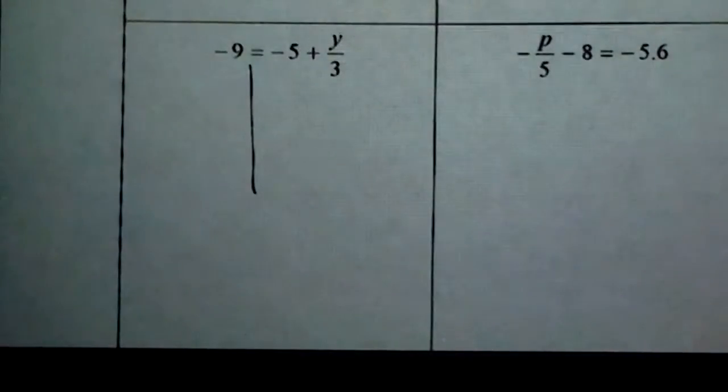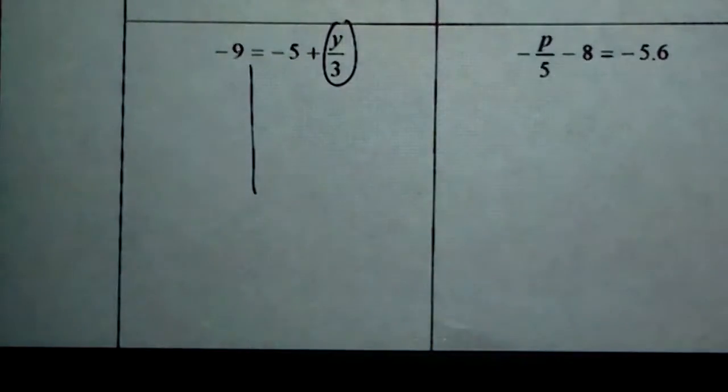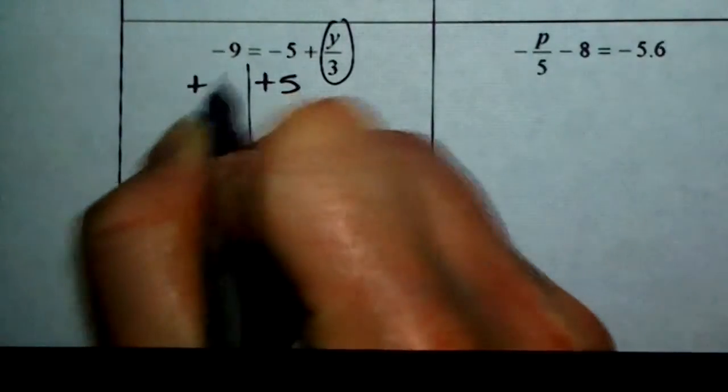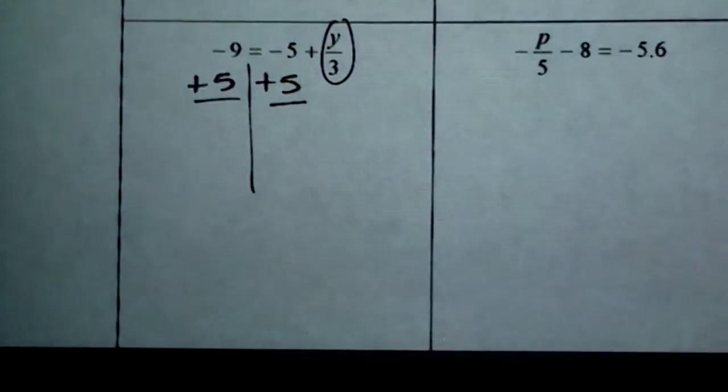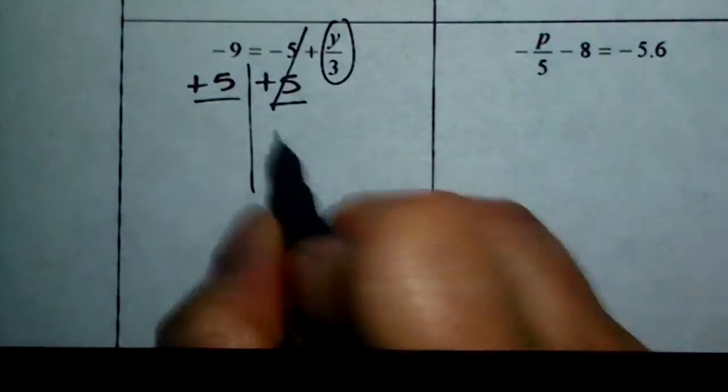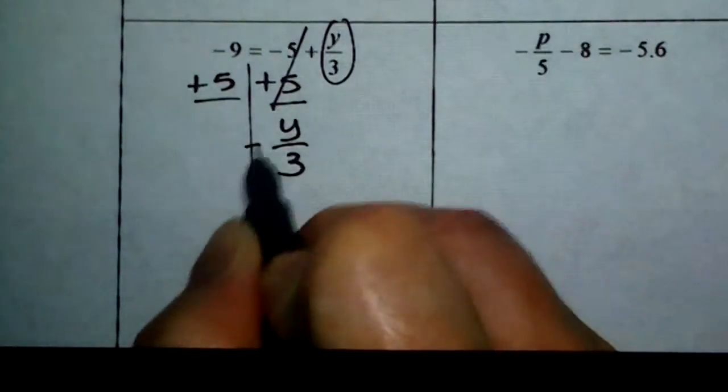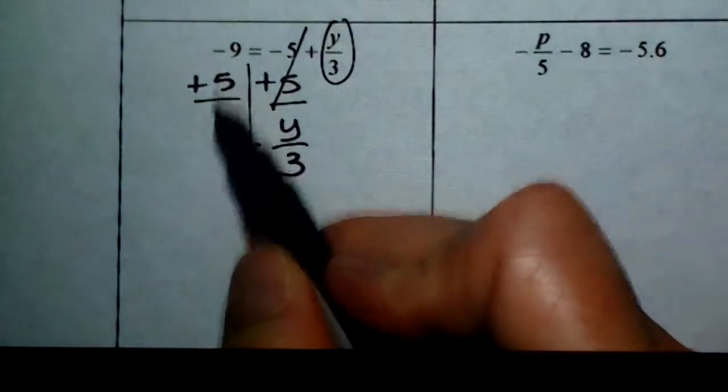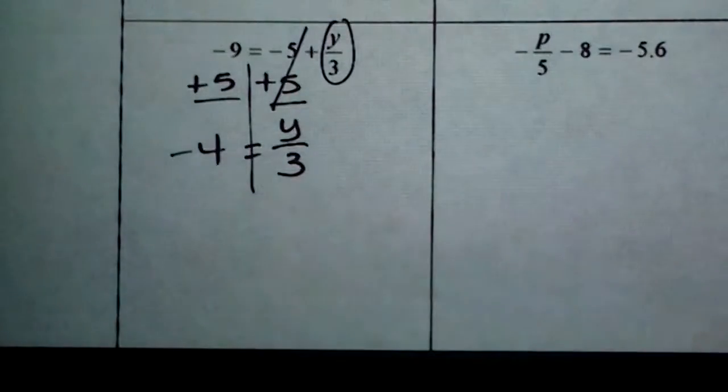This time the variable term is on the right-hand side, and we said before there's no law against that. It's allowed to be there. But now I need to get rid of a negative 5 because that's what's on the same side as the variable term. To get rid of a negative 5 that's being added, we add a positive 5. Negative 5 plus 5 is 0. 0 plus y over 3 is y over 3. Negative 9 plus 5 is negative 4.